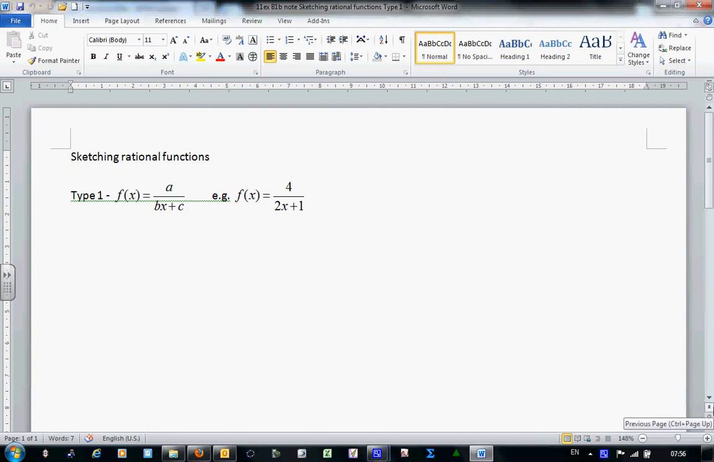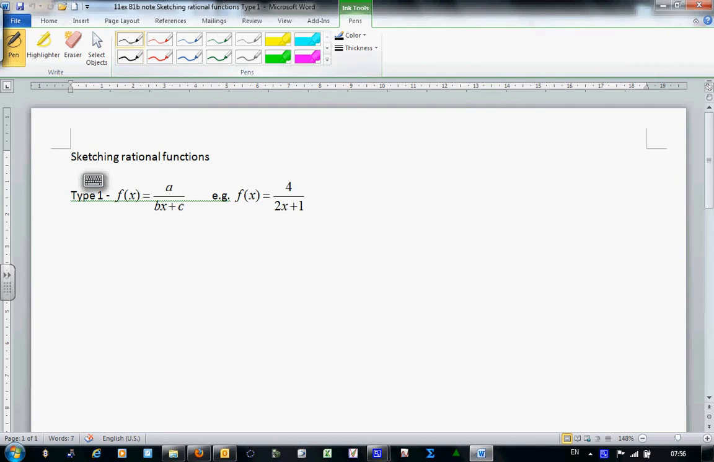In this video we'll be having a look at how to sketch a type 1 rational function, and you can see the example there, and so we'll go straight into it. What we can do is we can say that y equals 4 over 2x plus 1, and immediately we can find the y-intercept, which is when x equals 0. So x equals 0, you end up with 4 over 0 plus 1, which equals 4.